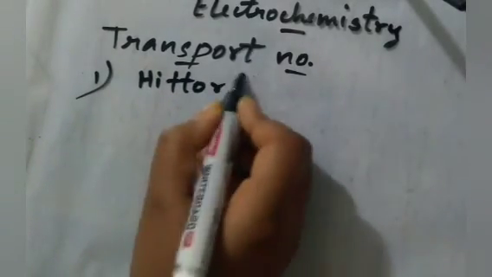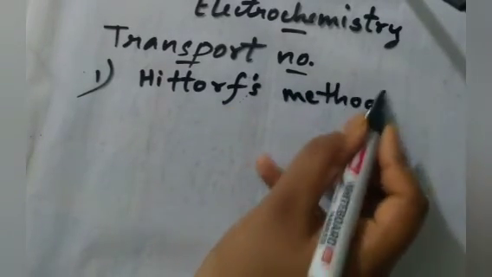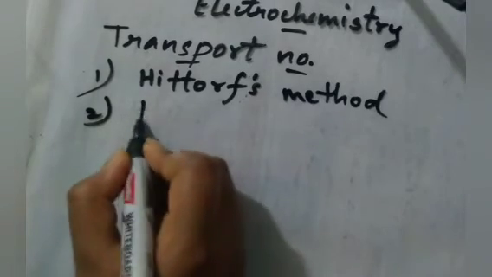Experimentally, transport number can be determined by two methods. One is Hittorf's method and the other one is moving boundary method.